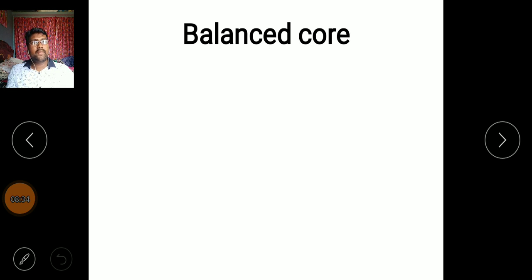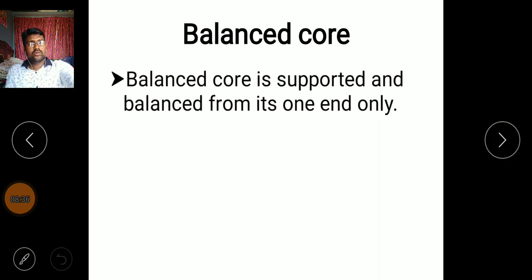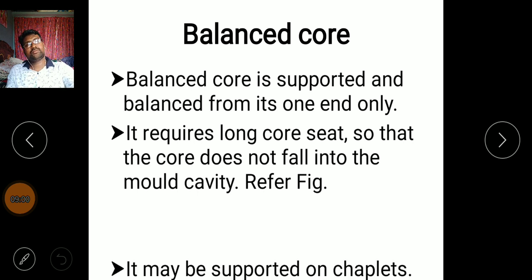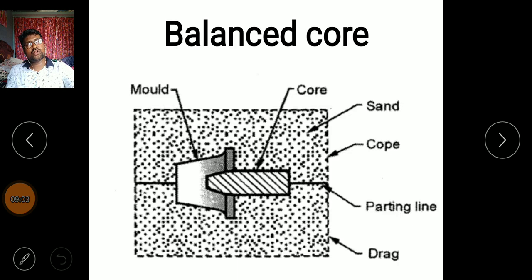Next, balanced core. Balanced core is supported and balanced from one end only. It is like a horizontal core. In horizontal core, by using core pins we have to support at both ends. But in case of balanced core, we have to support only one end. Next, it requires long cores to seat so that the core does not fall into the mold cavity. It may be supported by chaplets.